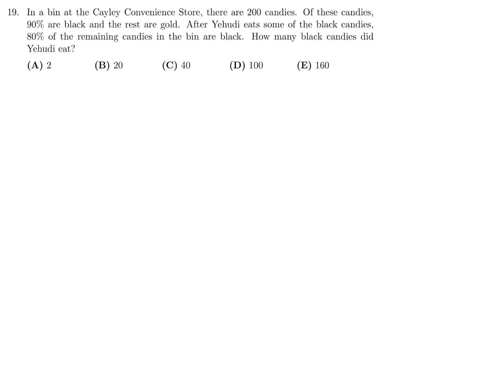So initially, we've got 200 candies, right? And 90% are black, so that means 180 are black. And the remaining 20 are gold. And then Yehudi eats some of these black candies. We don't know how many. So let's say he eats x.